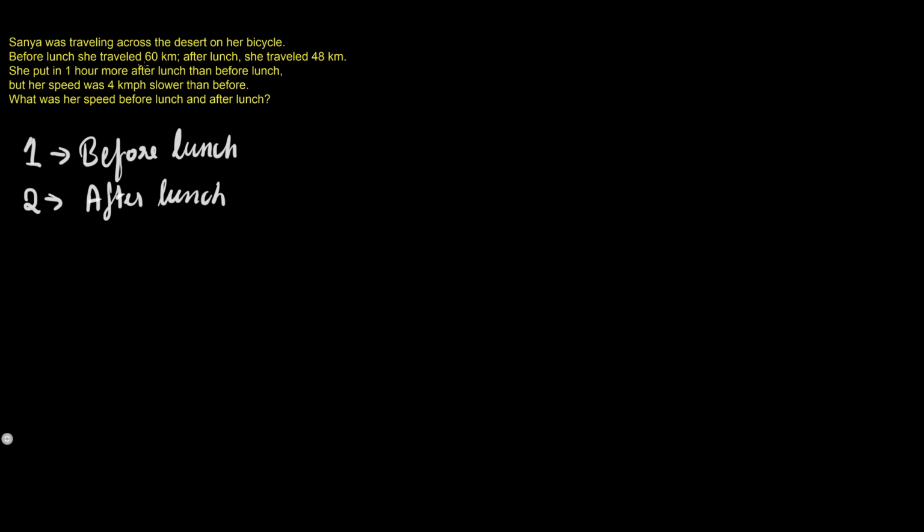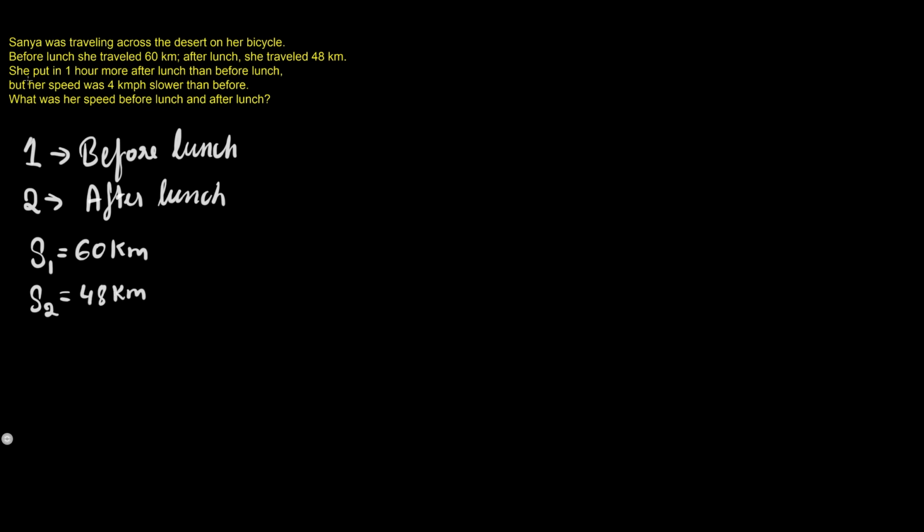Cool. So what is it saying? Before lunch she travels 60 kilometers. That means S, which means distance traveled. I'm using S as that variable. Before lunch, S1 is 60 kilometers. Nice. After lunch she traveled 48 kilometers. So S2 is 48 kilometers.